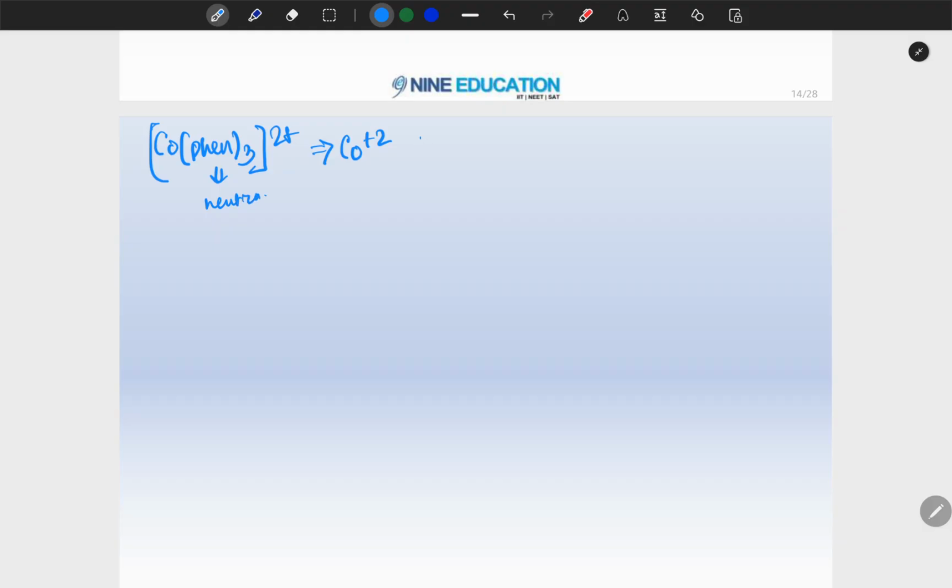Cobalt 2+, what is the electronic configuration? That is d7. Obviously, because of the strong field ligand, the crystal field splitting will be high, Δo will be greater than P. So this will be the scenario, right? So 1 2 3 4 5 6 7.